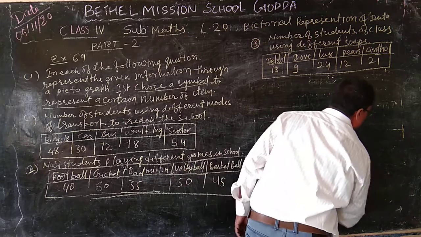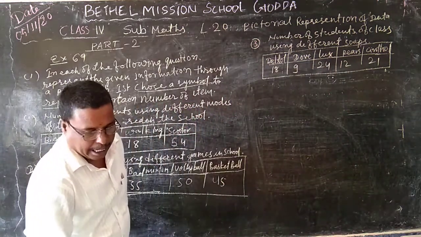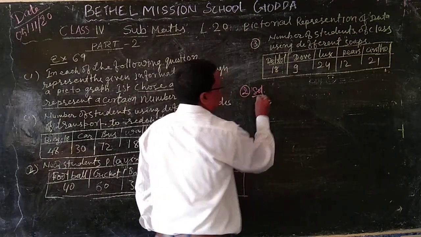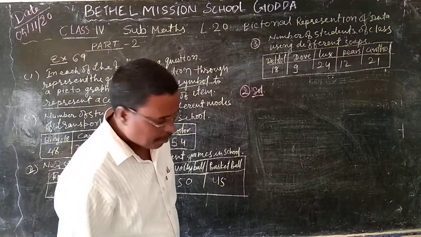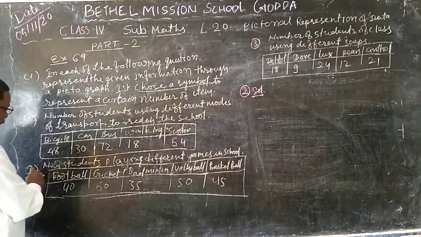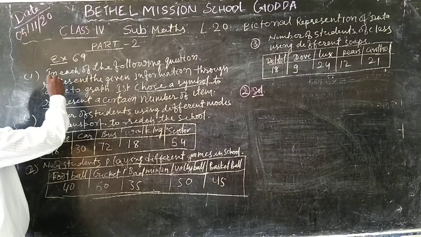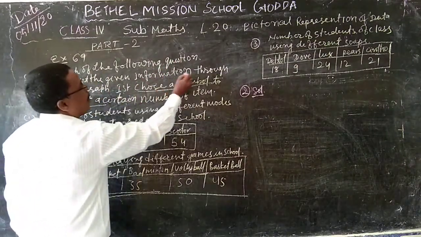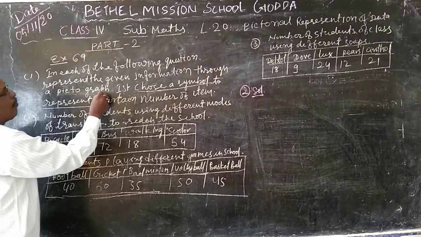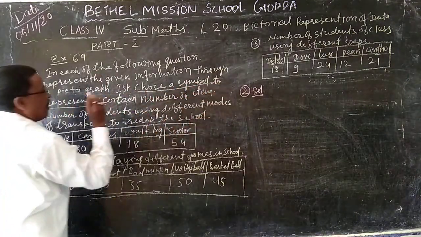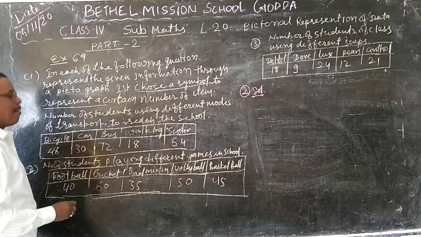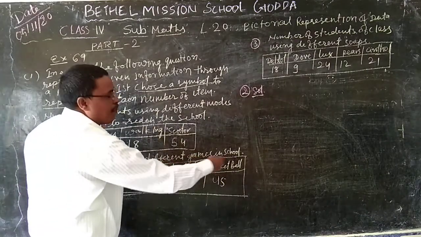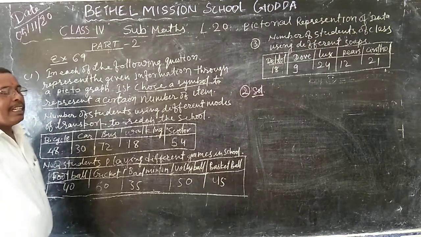Question number 2, solution. In question number 2, we are given the number of students, same question. In each of the following questions, represent the given information through a pictograph. First, choose the symbol to represent a certain number. The number of students playing different games in school.